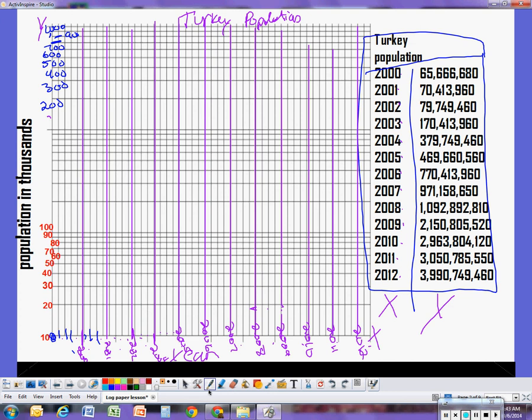So 65,000 for the year 2000 is going to be about here. So I'm at the year 2000, and it's 65,000. This is in thousands, so this is 10,000, 20,000, 30,000, 40,000, 50,000, 60,000, 65,000. Having this on the y-axis changes everything, because that lets you know how many zeros are after it.